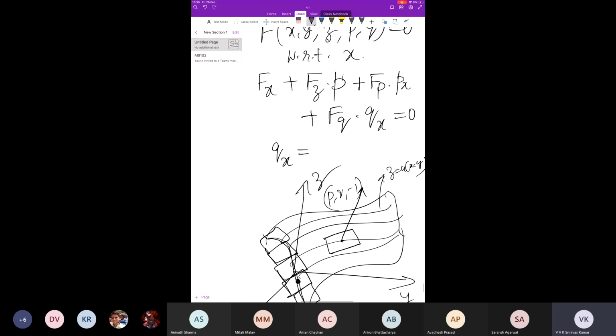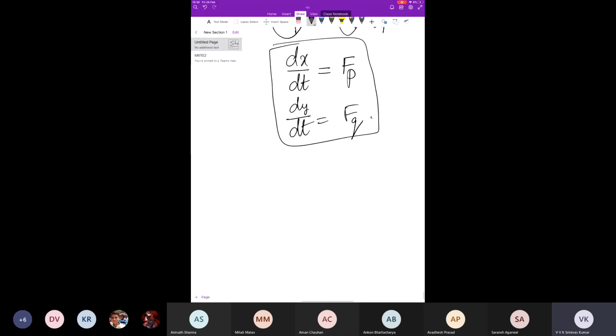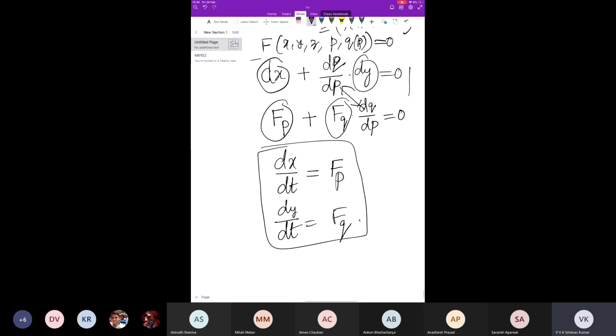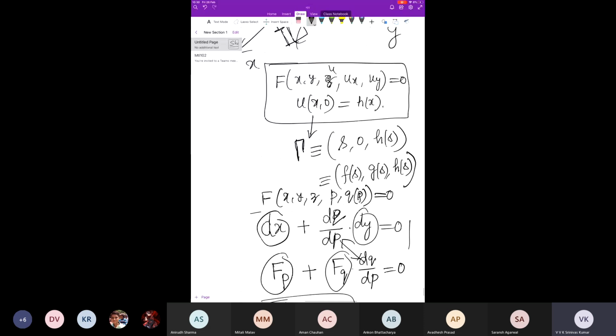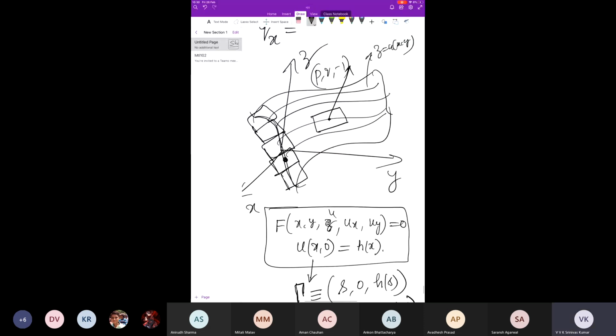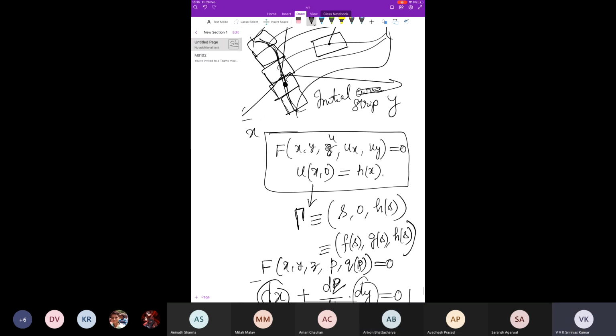So now come back here. Three equations. Now, instead of having a curve, we will have an initial strip. We are trying to generate, instead of a curve, we want a strip now.